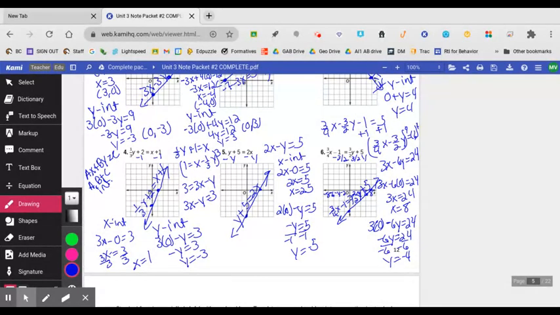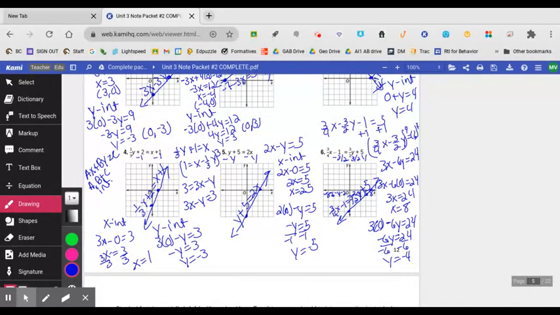Number 6, again, I have all these fractions. So the first thing I did is I added 1 to both sides, and then I need to multiply by the common denominator, which is 4, to eliminate all those fractions. And that gave me 3x minus 6y equals 24. So I find the x-intercept by making y 0, which gave me x equals 8. And find the y-intercept by making x 0, which gave me y equals negative 4.